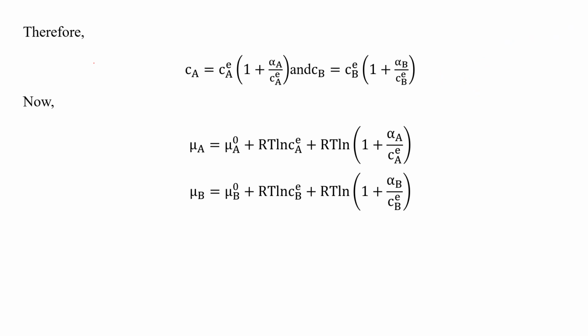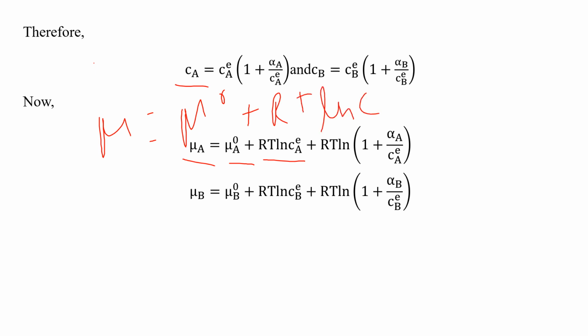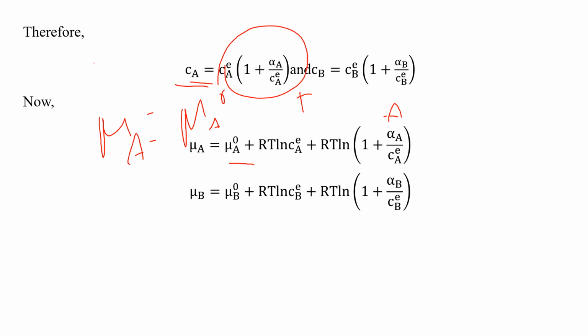So now we are writing the formula nu is equal to nu naught plus RT ln C. So for the concentration of A, you know the formula nu is equal to nu naught plus RT ln C. So for A you can write nu A naught plus RT ln Ca. So you have the Ca value here. So we are substituting that Ca value.